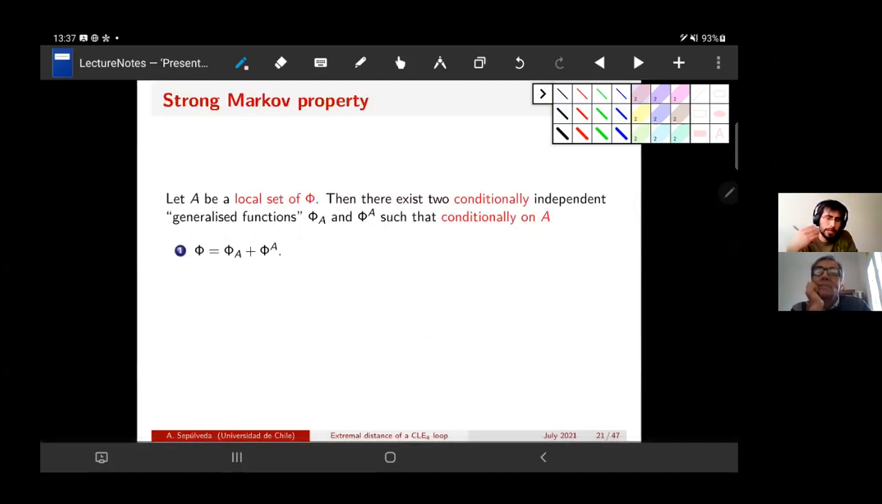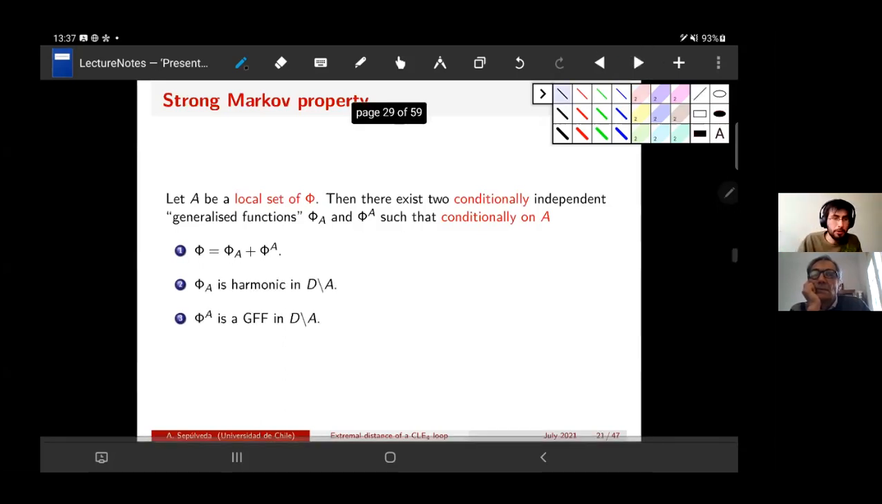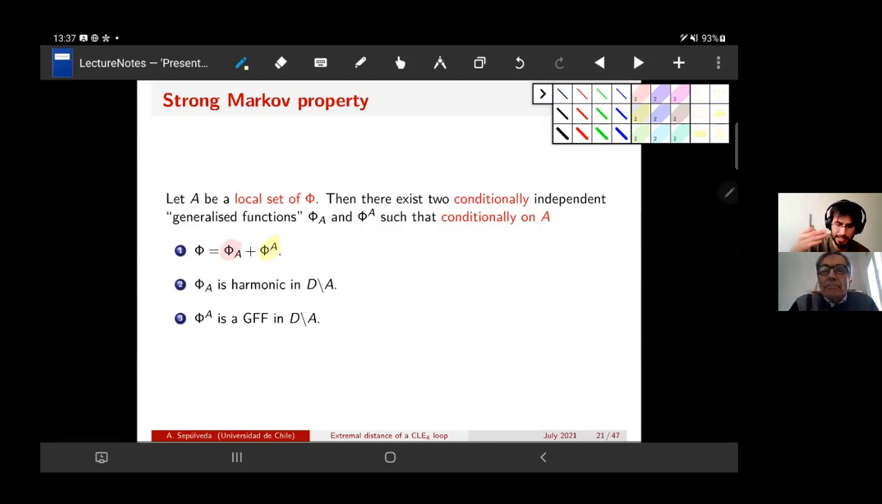And if one has this, one has a strong Markov property, meaning that they have the same properties as before, but now not for a deterministic set, but for a local set. And the main difference is that now phi A is not independent of phi super A. If I know one, I know the domain of the other, so they are correlated, but the only correlation is given by the geometric information given by A. So if I condition on the geometry of A, I know exactly that they are independent. We have the harmonicity of the conditional expectation, and we have the Gaussian free field part of the fluctuation.